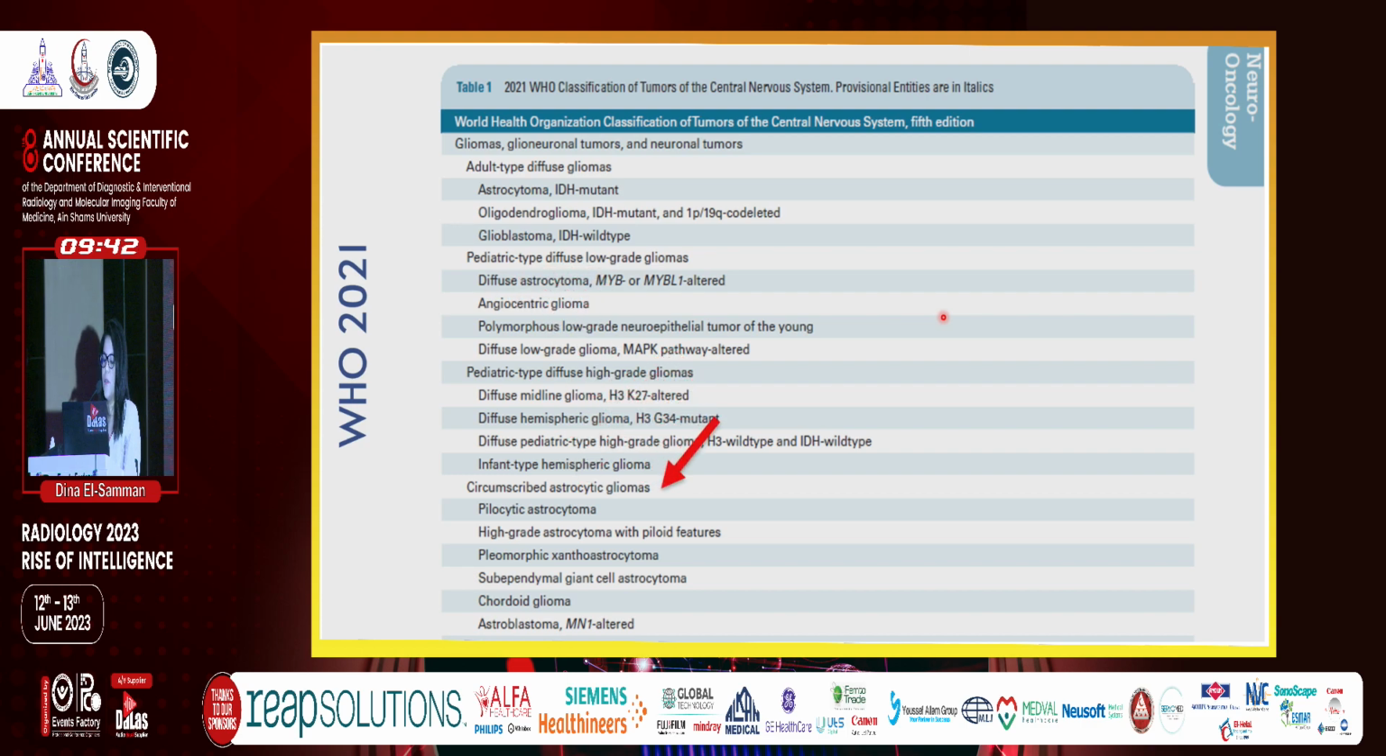Getting back to the WHO 2021, as Dr. Iman mentioned in the very early day, the pilocytic astrocytoma is considered as one of the circumscribed astrocytic gliomas, including other circumscribed astrocytic gliomas, okay? And again, this goes with the radiologic description.